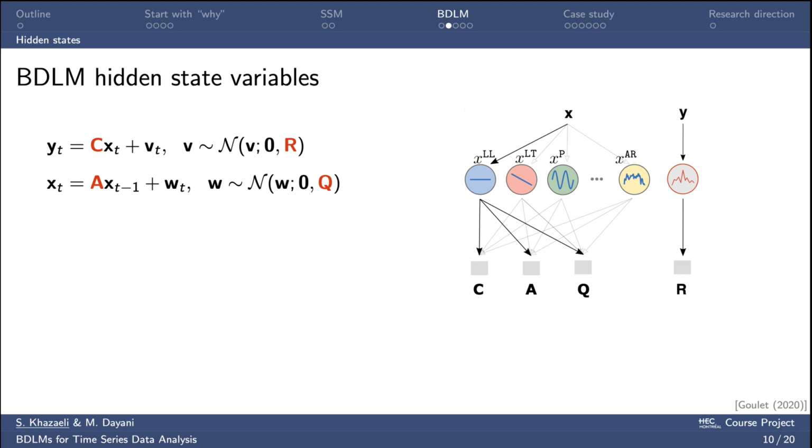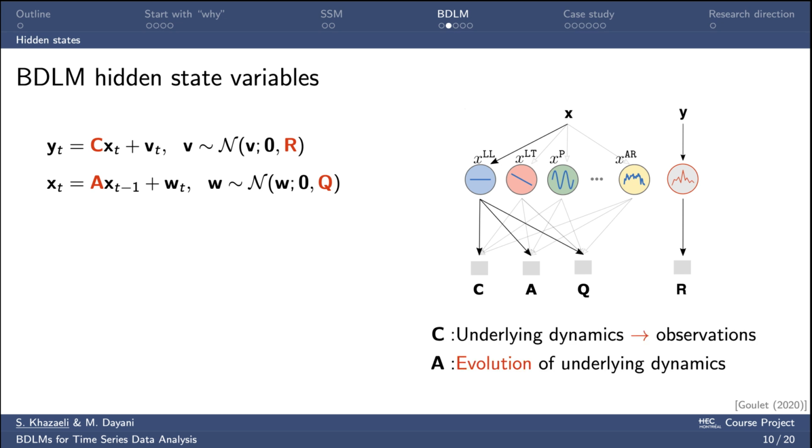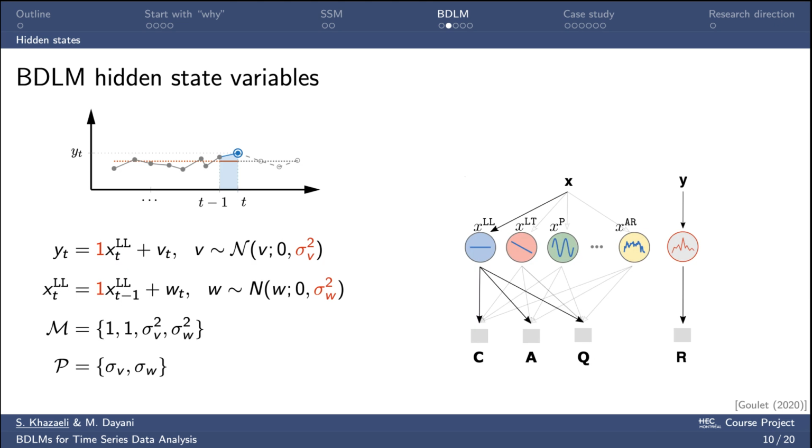This error is different from other errors in the sense that this component captures phenomena that exist in the model, but that you didn't consider in your model. You will see an example of it in the next section. Just as a refresher, C is the matrix that determines how the underlying dynamics are superposed to generate the observation. The A matrix determines the evolution of the hidden state variables, and the R and Q matrices are the error covariance matrices.